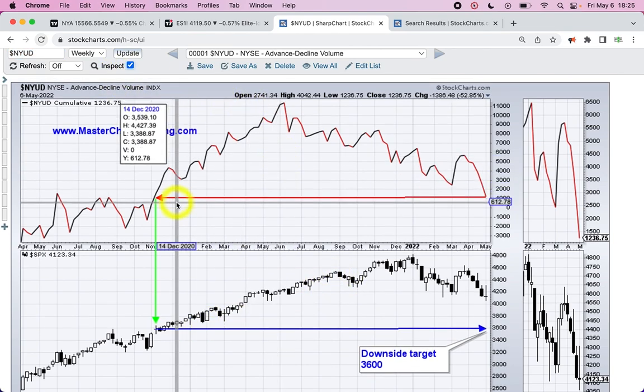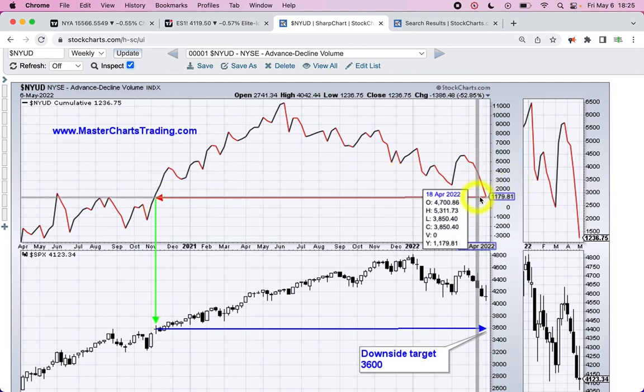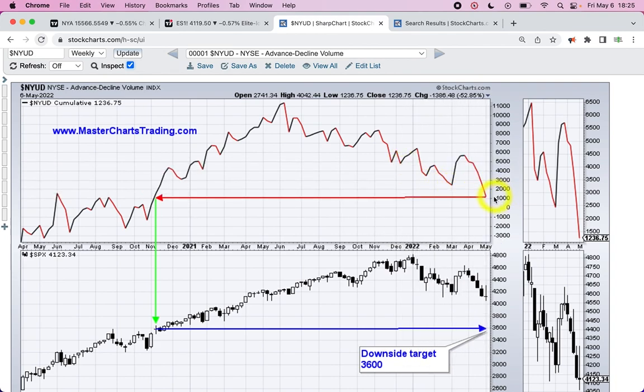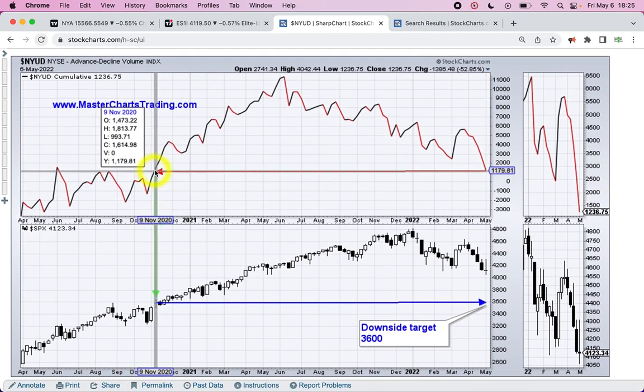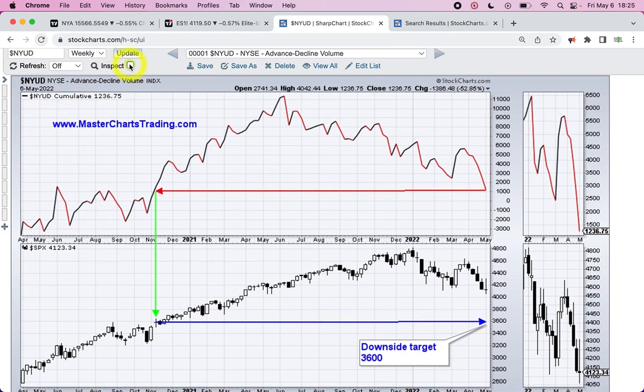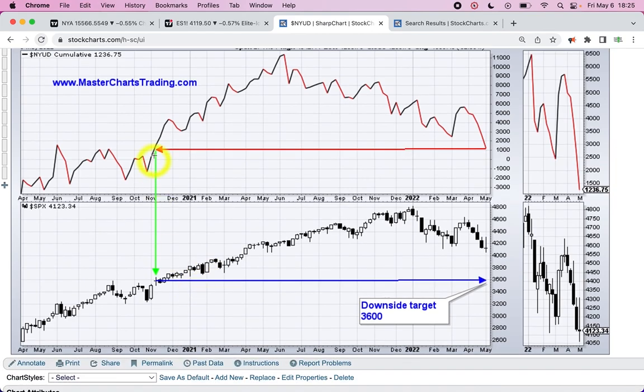So notice where the line just ended this week. It ended actually below many previous lows, and it's at the same level as in November of 2020. So just based on this chart, we can say that was the number back in 2020, and what was the level back in 2020? That was at 3,600.